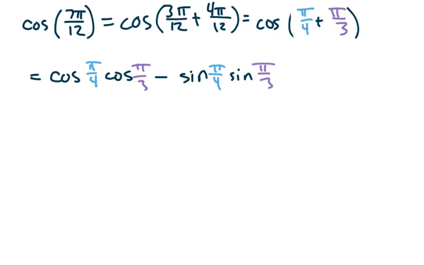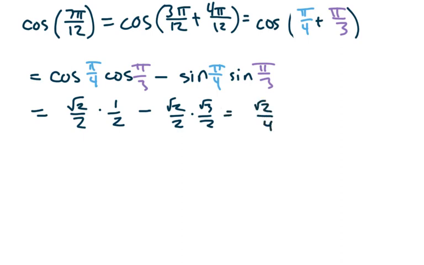And now these are things that we can evaluate. I know the cosine of pi over 4. Cosine of pi over 4 is radical 2 over 2. And I know the cosine of pi over 3. I know the sine of pi over 4. And I know the sine of pi over 3. And when we simplify this, we get something that involves an awful lot of similar stuff to what we've done with the last two examples.